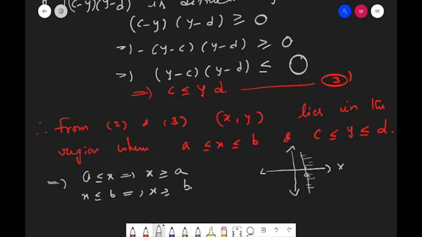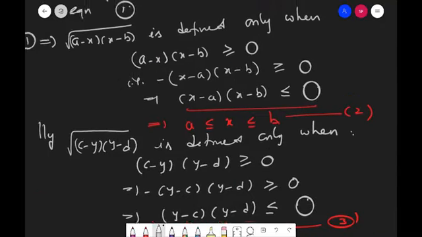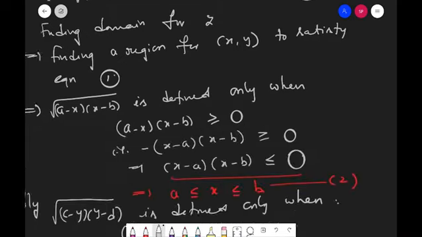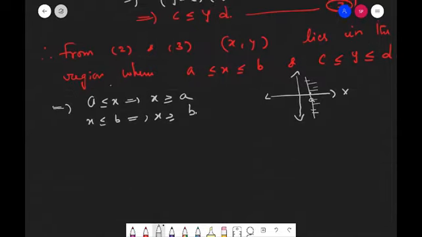And in the question it is understood that a is less than b, not equal to, and c is less than d. So if I come till here, if this is b, then x is greater than or equal to a, and x is less than or equal to b. So that means this will give you this.